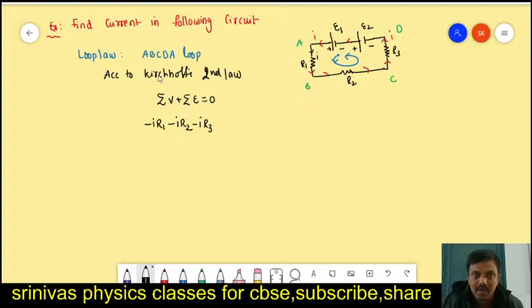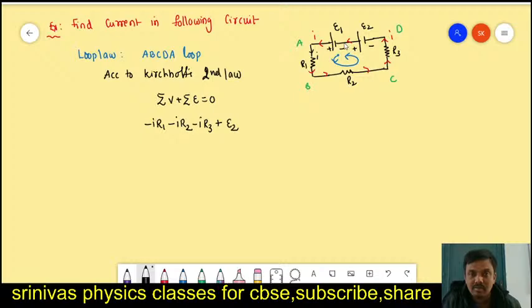Then next I am going from D to A. First one cell occurred. For this cell, you don't bother about the direction of the current. You have to check whether you are going from negative to positive of the cell or positive to negative. At D side negative is there, A side positive is there. That means negative to positive I am going. When you go from negative to positive, then you have to take positive.